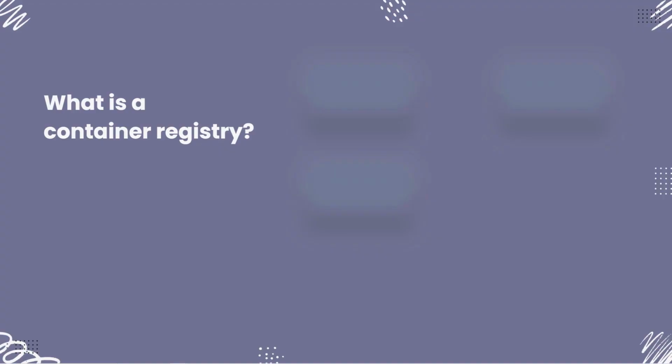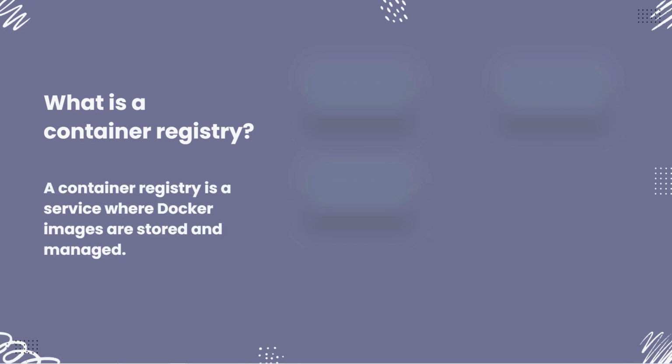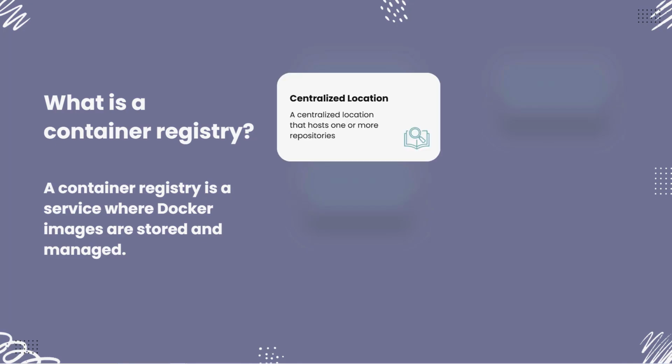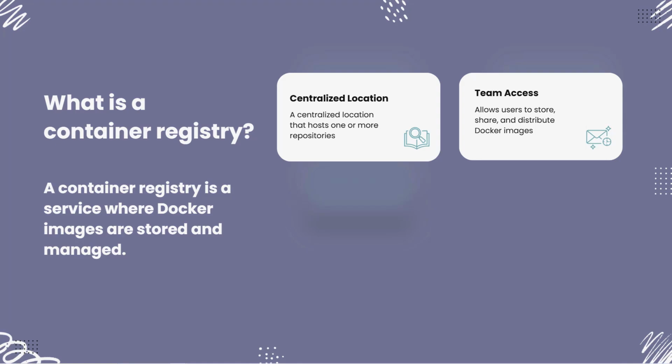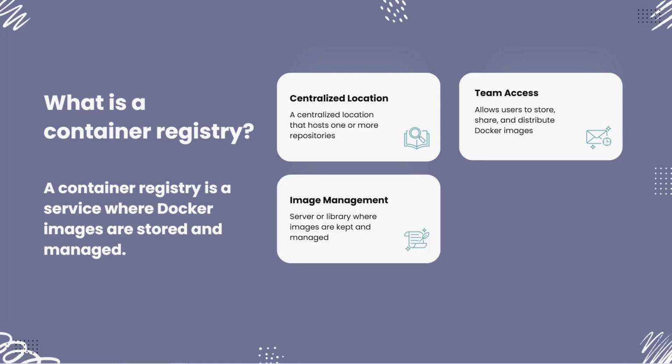So first things first. What exactly is a container registry? The terms registry and repository are closely related, but they refer to different things. Here's a breakdown of each. A container registry is a service where Docker images are stored and managed. It's essentially a centralized location that hosts one or more repositories, allowing users to store, share, and distribute Docker images. Think of it as a server or library where images are kept and managed.